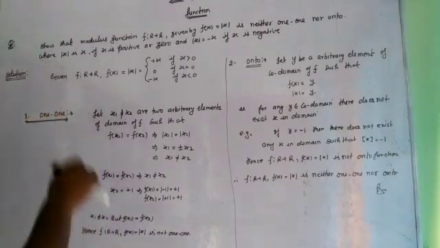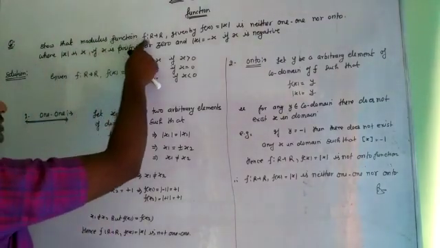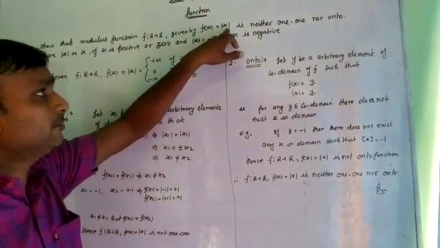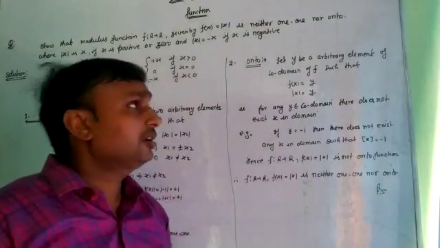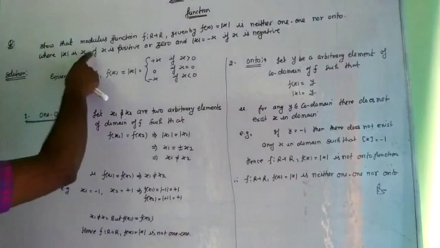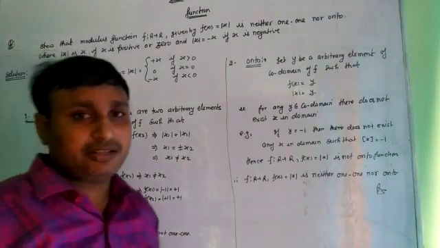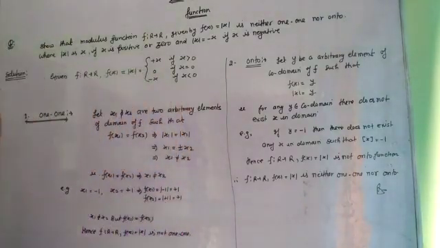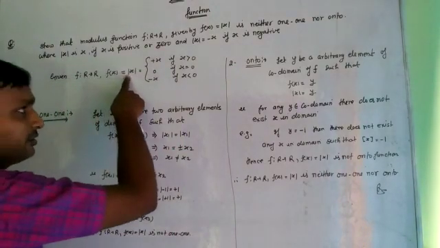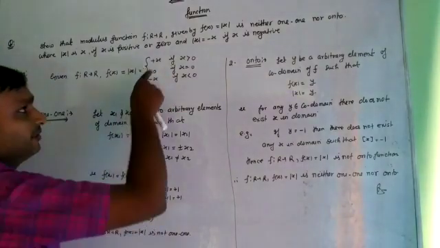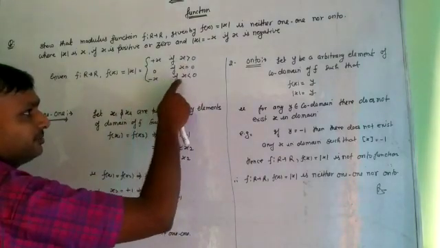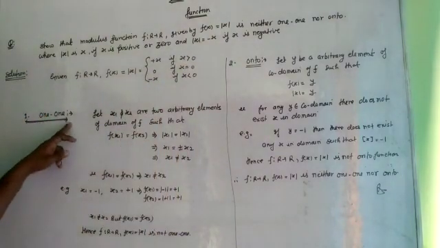Next question. Prove that the modulus function, that is f defined from real to real given by f(x) = |x|, is neither one-one nor onto function. Here modulus of x is x if x is positive or 0, and minus x if x is negative. Solution: given that f: R to R, f(x) = |x|, which in expanded form is plus x if x is greater than 0, 0 if x is equal to 0, minus x if x is less than 0. First, one-one.